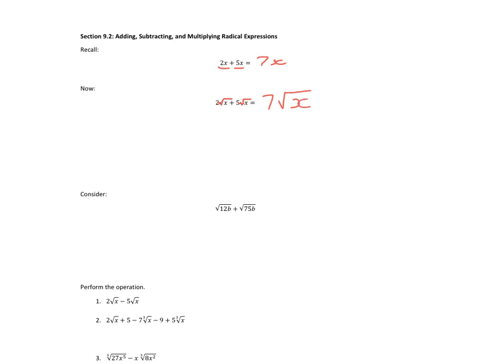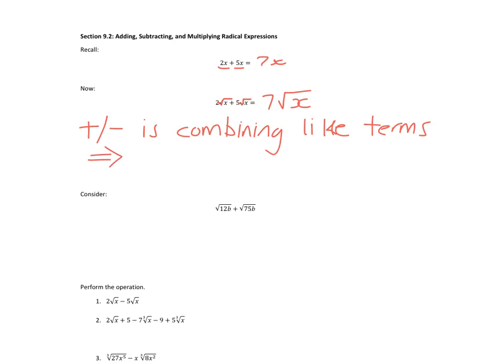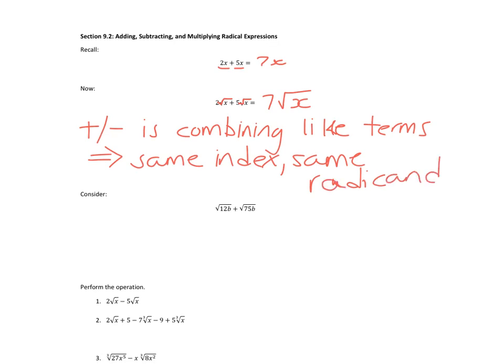So when we add and subtract, just as with our polynomial equations, adding and subtracting is just combining like terms. And like terms have the same index and the same radicand. Okay, so not that bad. But let's look at this example.